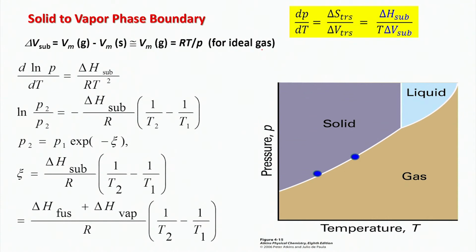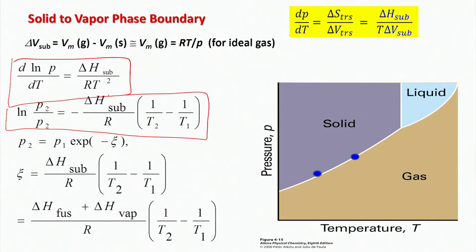So, once again we find that this is the differential form of the Clausius-Clapeyron equation. This is the integrated form of the Clausius-Clapeyron equation, and it says that P2 has an exponential dependence on the equilibrium temperature between the solid and the vapor phase, which tells me how the change in pressure is going to affect the temperature at which the solid and the vapor phase would be in equilibrium.